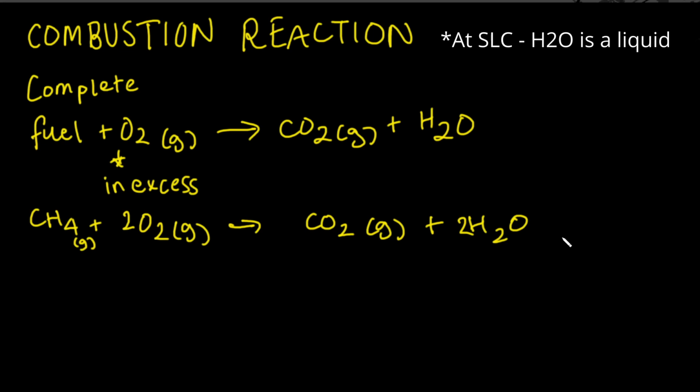And then you could make it a thermochemical reaction by including the enthalpy value, which in this case would be negative 890 kilojoules per mole. So that's just one example of a complete combustion reaction. There's many different types. And a lot of these values for your enthalpy are given in your VCE data book, so you don't need to memorize these values or anything like that.